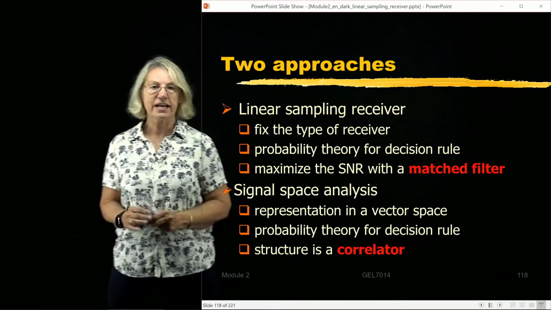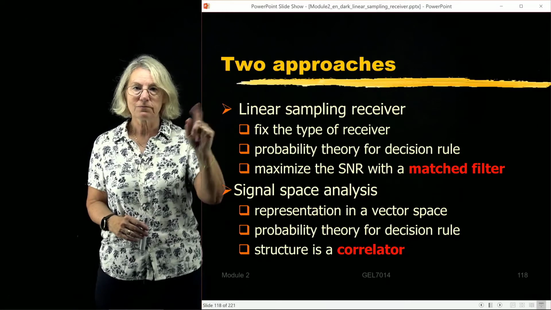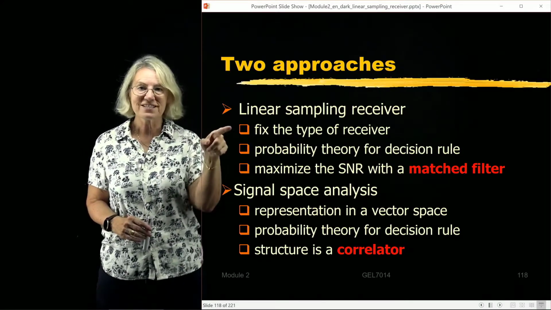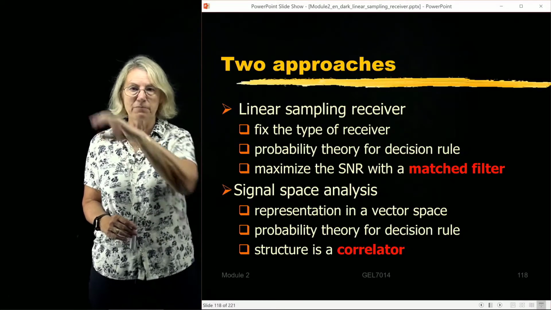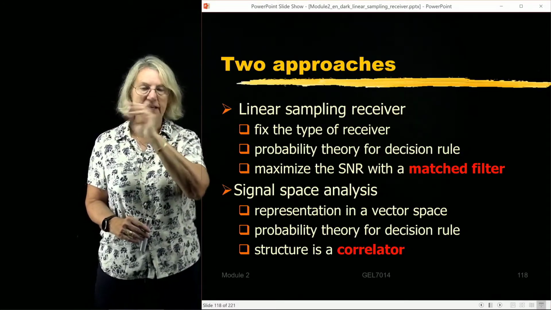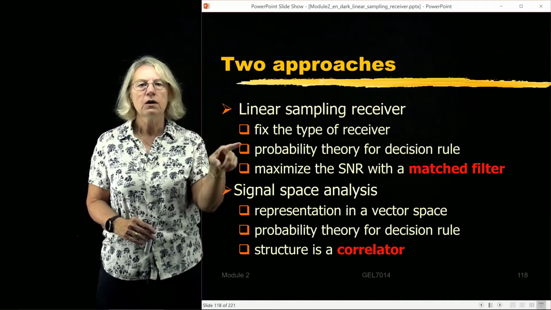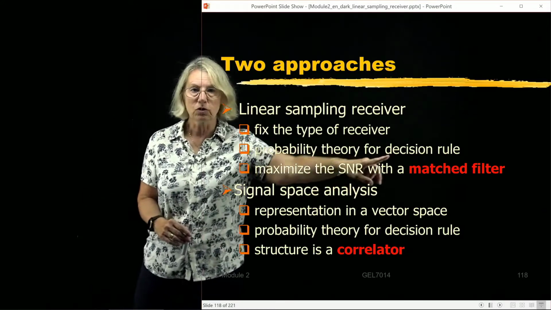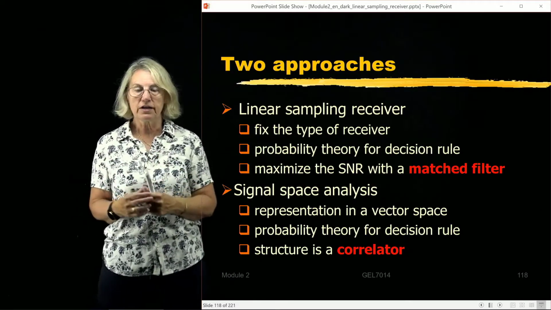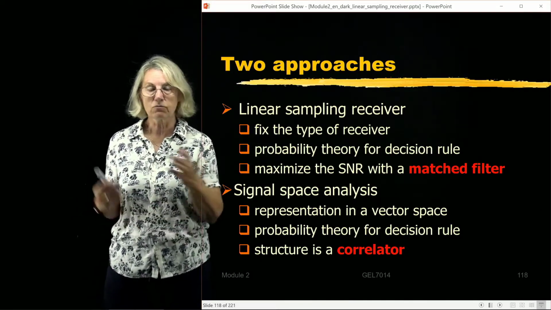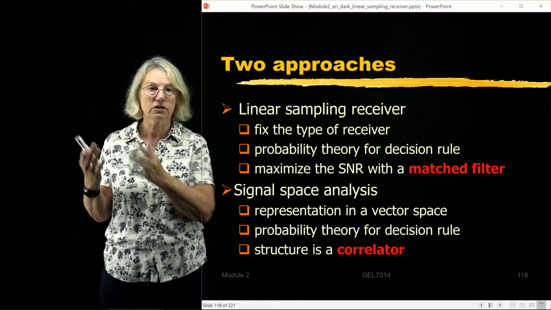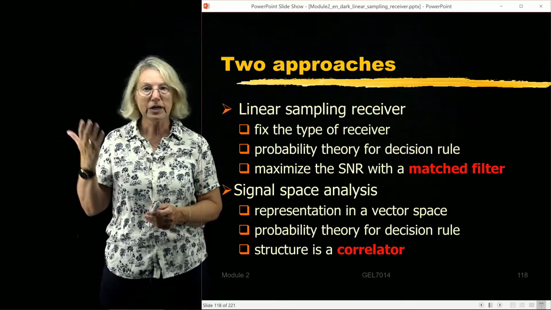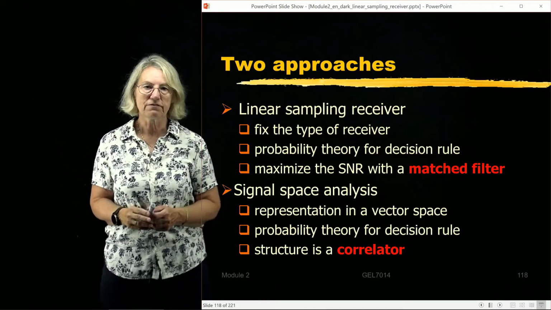So the two approaches, again, the first one was a linear sampling receiver. We fixed the type of receiver. Once we fixed this type of receiver, we gave the block diagram: you pass it through a filter, you do a sampling, and then you compare with a threshold. We use probability theory to decide what that threshold is, what the decision rule is. Afterwards, we went through a development to find out what would be the best filter, and we came up with what we called a match filter: whatever symbol waveform we used, we should use the same one at the receiving filter.